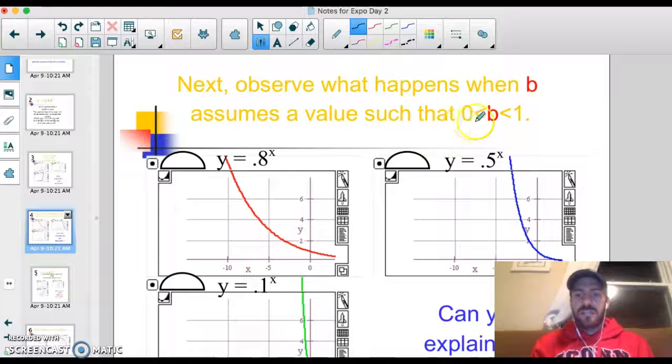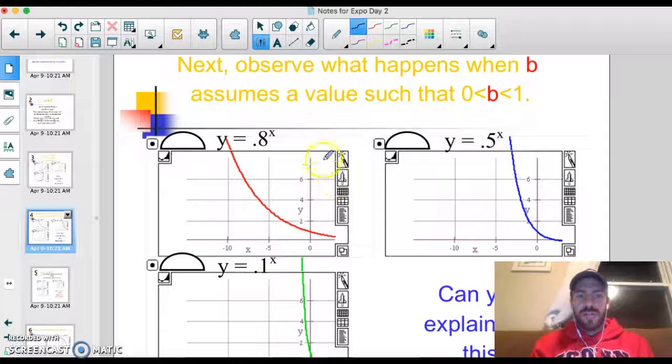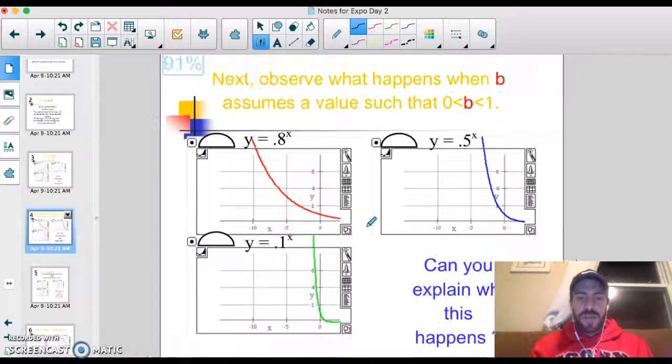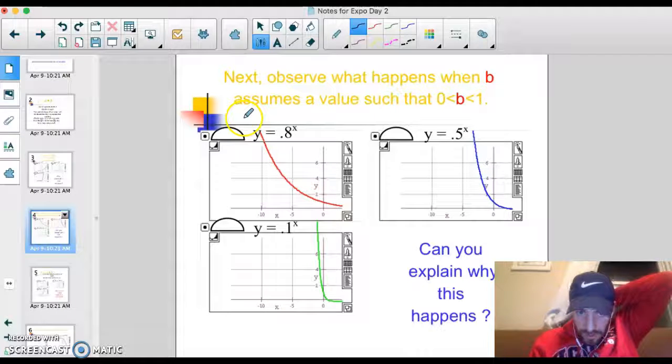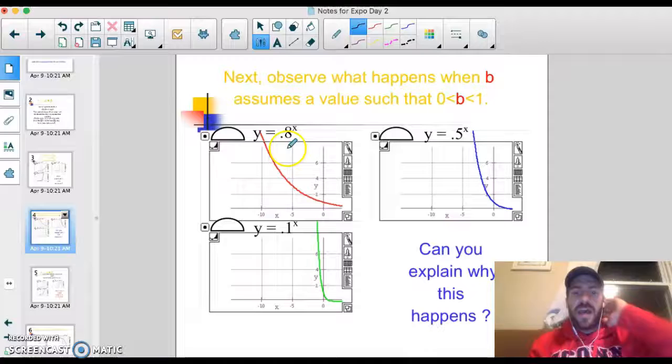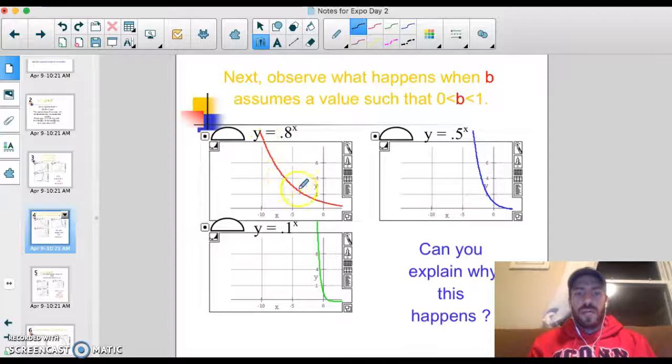Now we're going to look at when b is between 0 and 1. So we're looking at some type of fraction or decimal between 0 and 1. Again, just like last time, take a quick look at it. Here we can see that instead of growth, we have decay. As we go towards infinity on the x's, the y's are getting closer and closer to 0. If it's closer to 1, it's a little more gradual, but when it's close to 0, we're getting there really quickly.